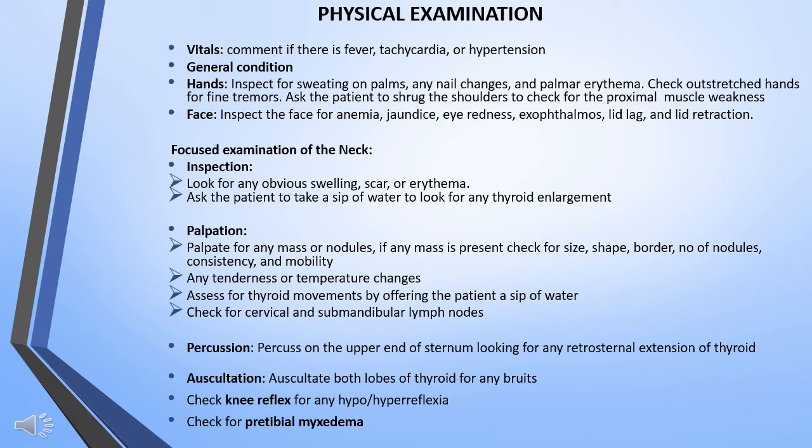Now proceed towards the percussion. You need to percuss the upper end of the sternum, looking for any retrosternal extension of the thyroid. Then comes the auscultation, where you need to auscultate both lobes of the thyroid for any bruit. Then check the knee reflex for any hypo or hyperreflexia. Check for pretibial myxedema. This will conclude your physical examination.